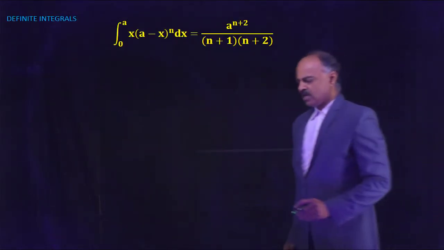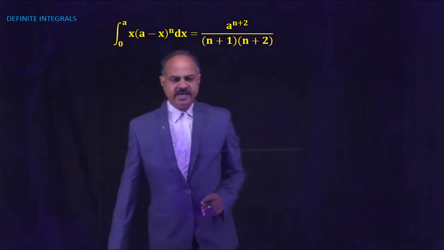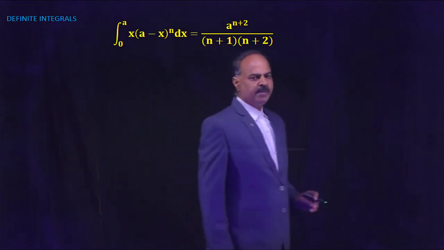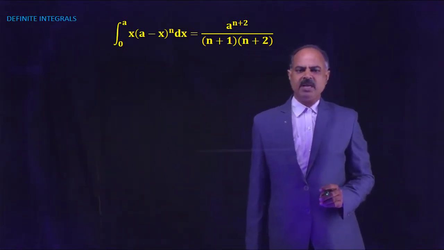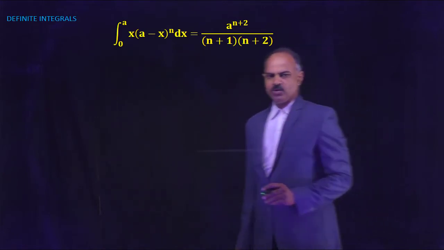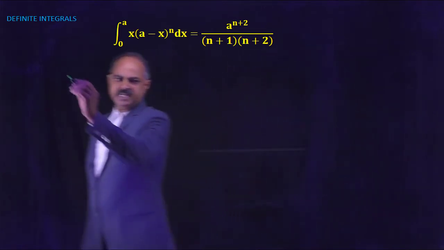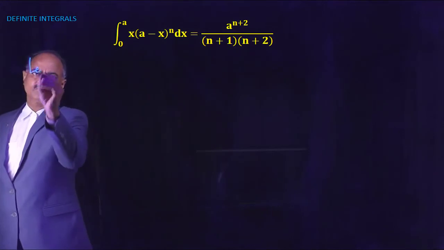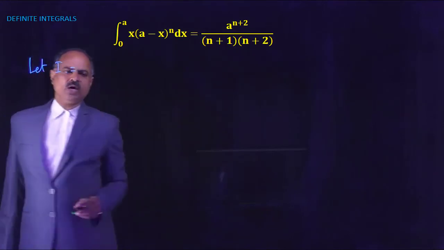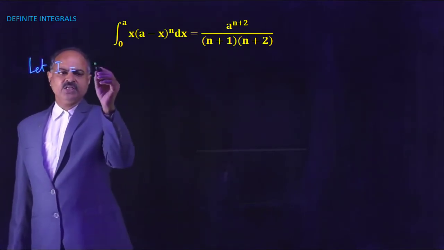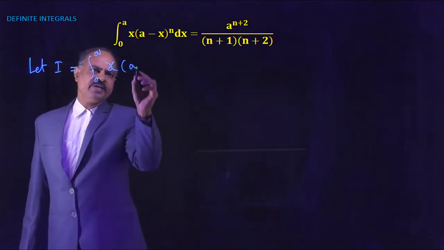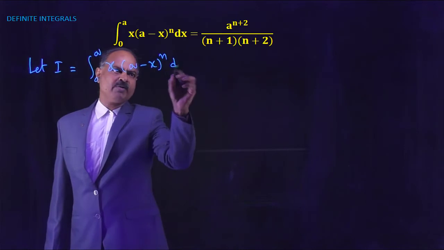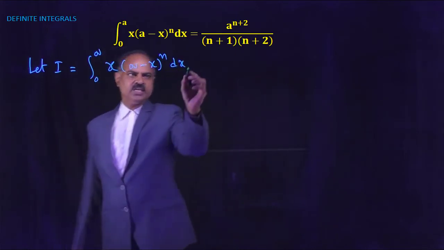Next formula: integral 0 to a x into (a minus x) whole to the power n dx equal to a to the power n plus 2 by (n plus 1) into (n plus 2). Let I equal to integral 0 to a x into (a minus x) whole to the power n dx. So this is equation number 1.